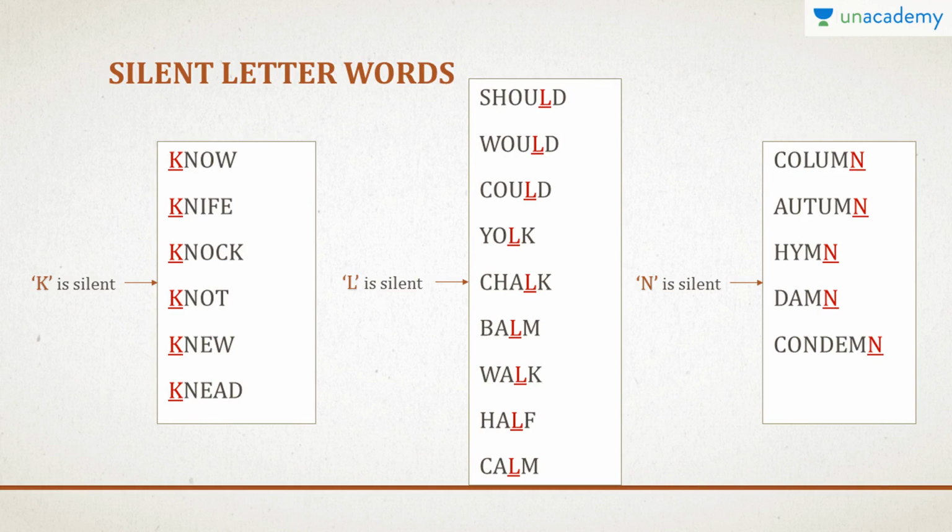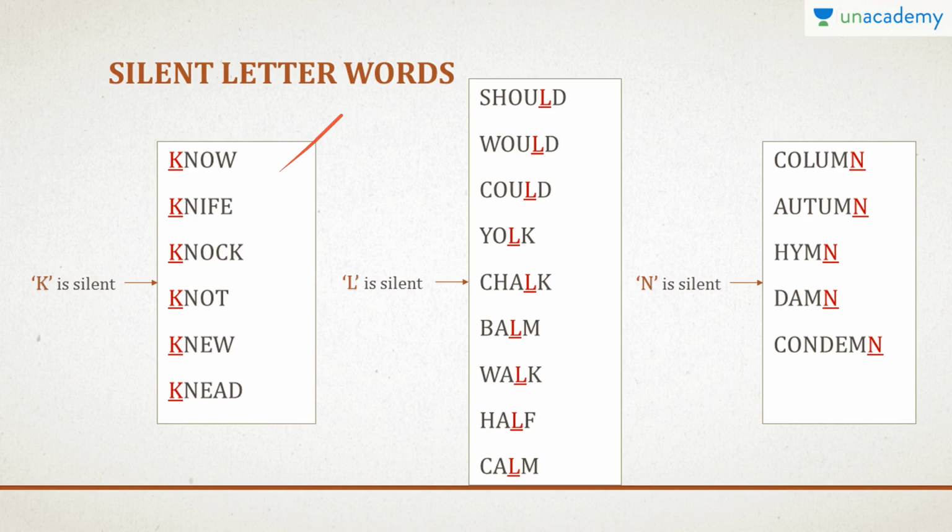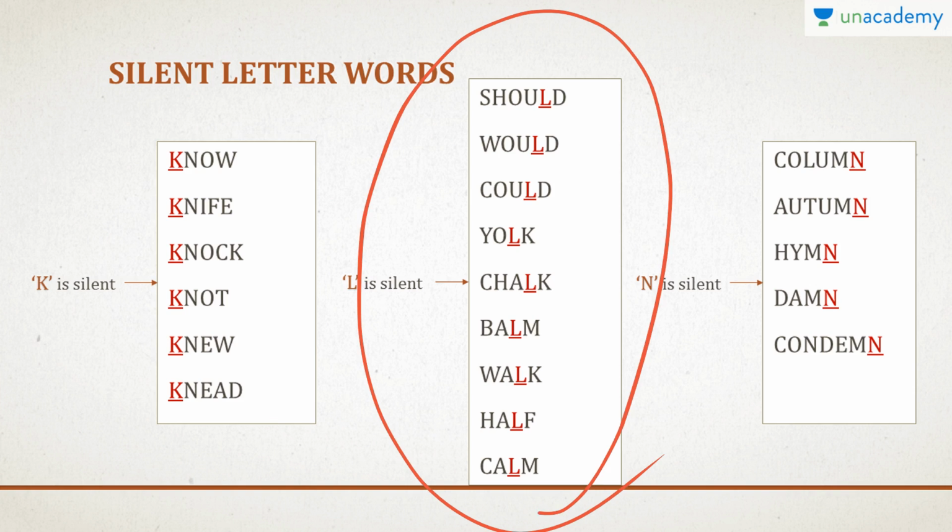We are going to come down to the wire for this particular video, so let's blitz through the remaining silent letters. So K is silent in these words: no, knife, knock, not, new, and need. Need is when you manipulate something, like knead a dough. And let's look at the words where L is silent. It's should, would, could. Yolk, it's not pronounced with an L. Chalk, balm, walk, half, and calm.